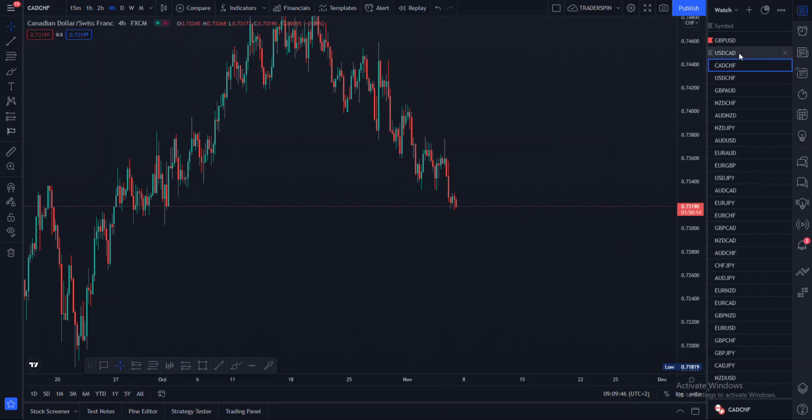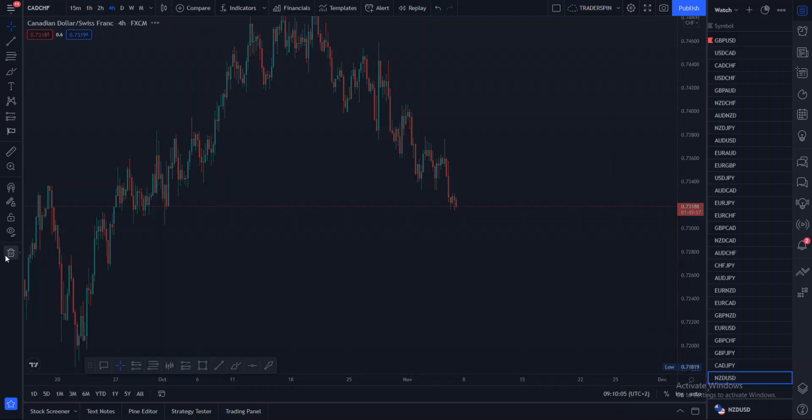Yesterday we took a trade. I think it was USD CAD. I'm going to run you guys through the trade that we took. It hit the take profit the same day. It hit the take profit yesterday. Though I was not happy because I missed NZD USD.